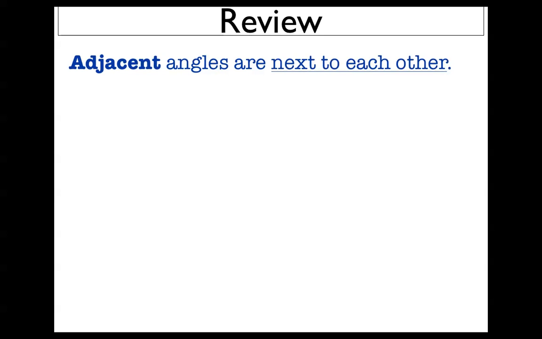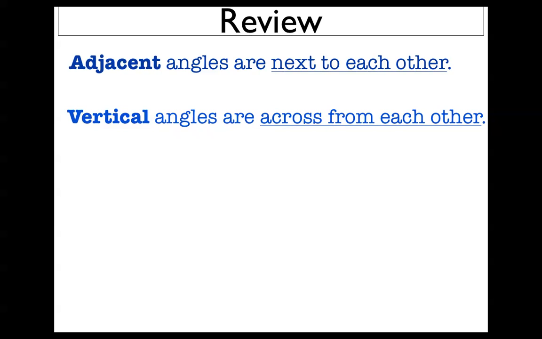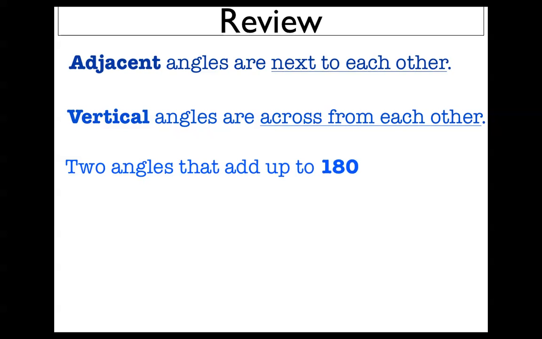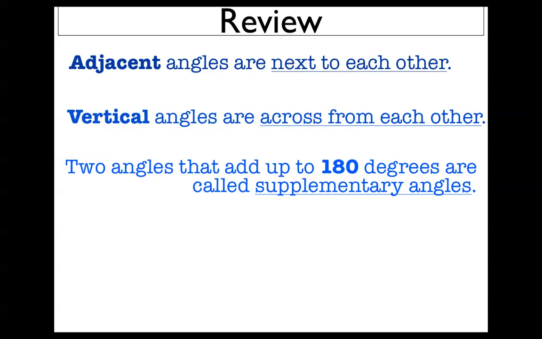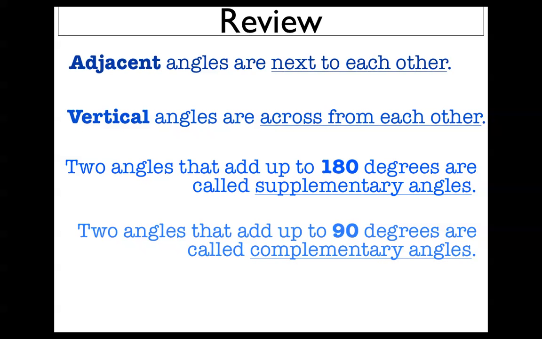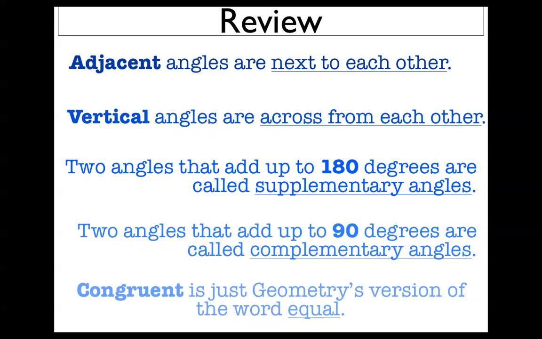Okay, here's a review. Adjacent angles are next to each other. Vertical angles are across from each other. Two angles that add up to 180 degrees are called supplementary angles. Two angles that add up to 90 degrees are called complementary angles. Congruent is just geometry's version of the word equal.